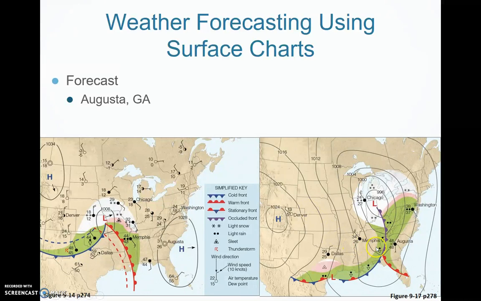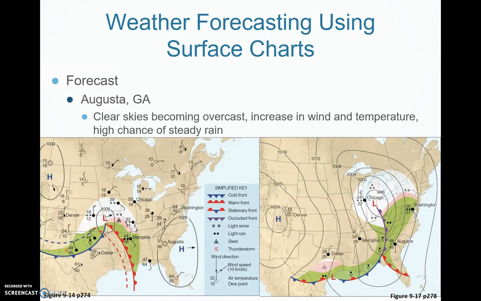So basically what we're going to be saying is increased cloud cover, shift in wind or increase in winds, and increase in precipitation. And so here's the official forecast. Clear skies, becoming overcast, increase in wind and in temperature. We're increasing the temperature because it is, first of all, a warm front that's coming in. And there's a high chance of steady rain.